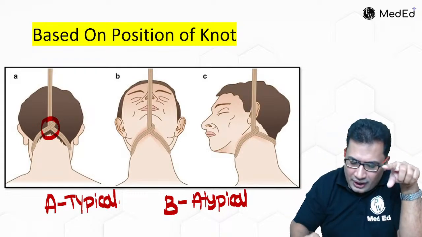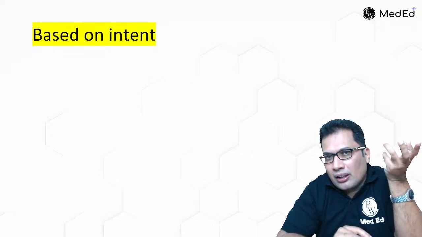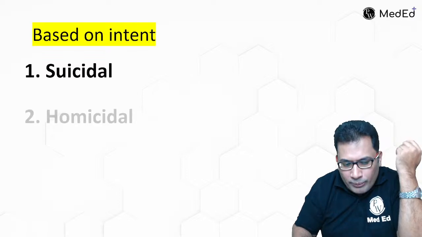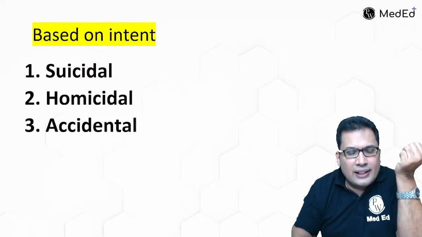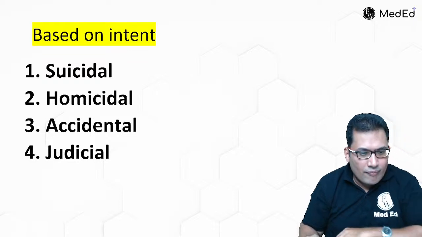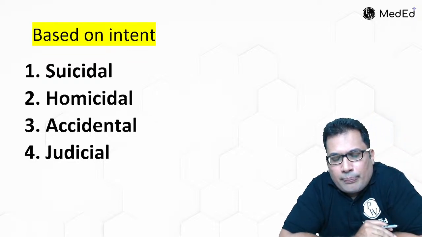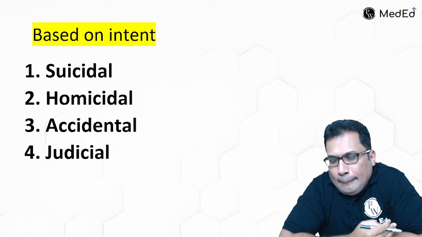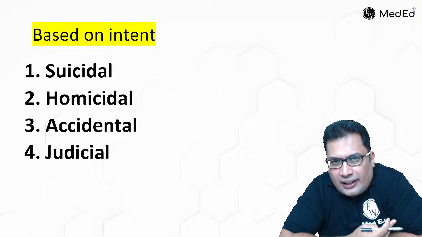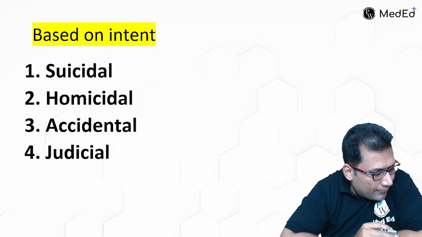One more classification is based on the intent. Based on the intent, it is classified into suicidal, homicidal, accidental, and judicial. So anybody, what is the commonest manner of hanging? Is it suicide, homicide, accidental, judicial? Can you answer, guys? Very simple question.